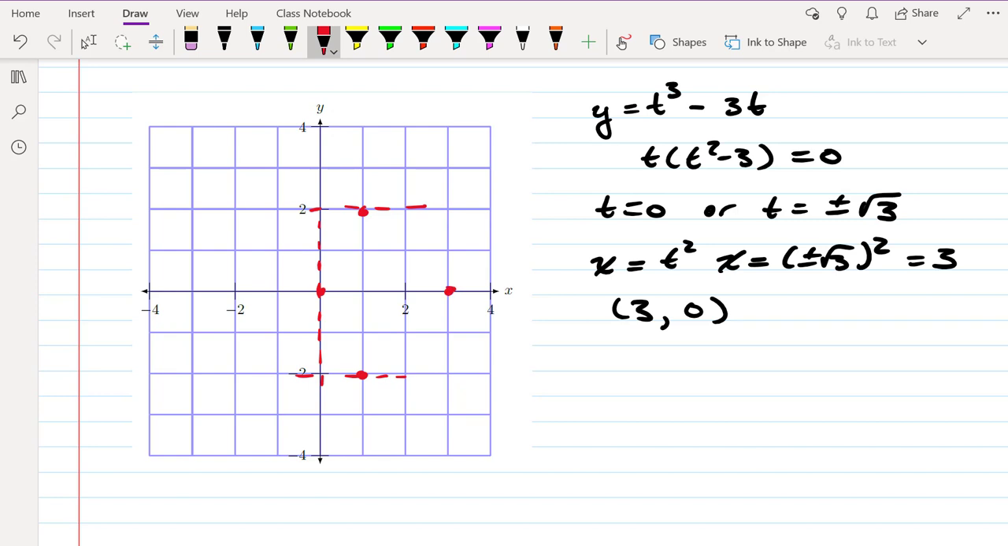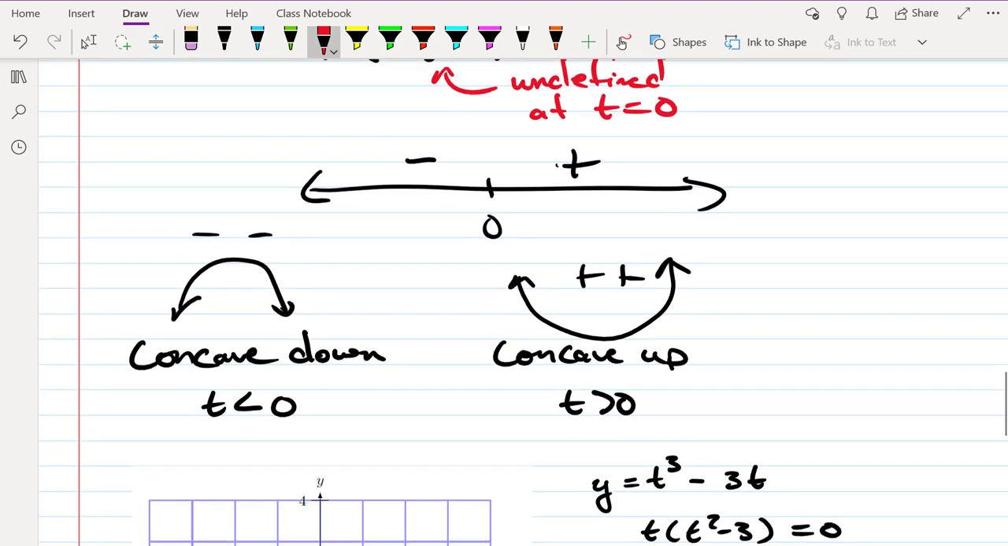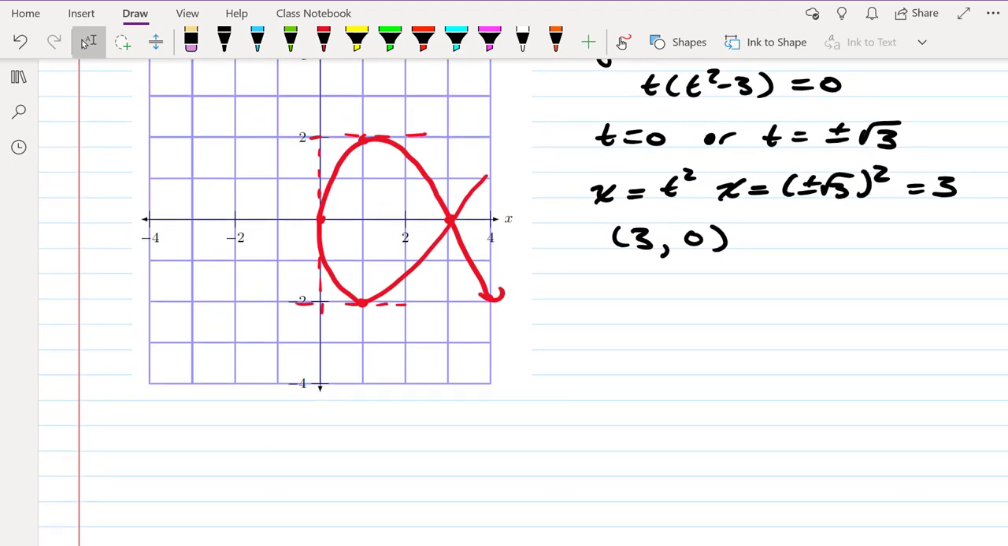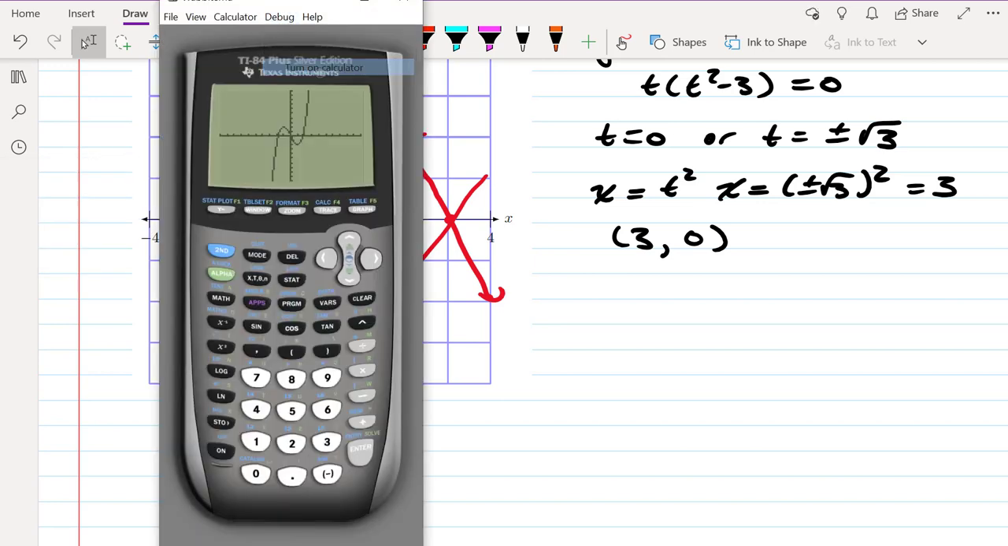So then if we pick a couple of sample points and do this, we get a graph that loops back around. It looks something like this, where we had our graph, and its concavity looks something like this. All right, so let's verify that on our graphing device.